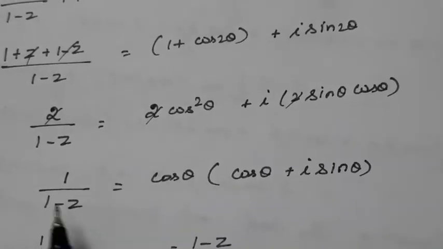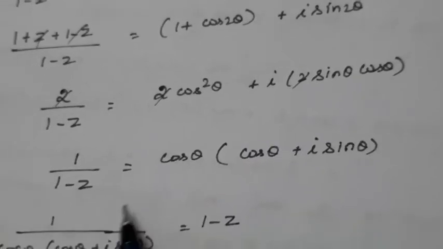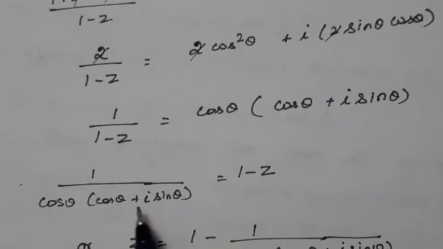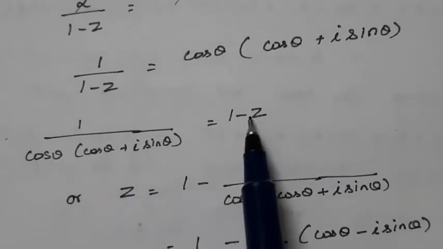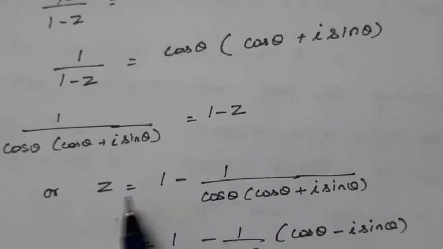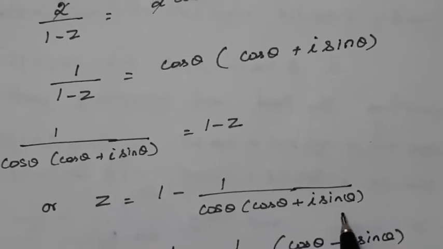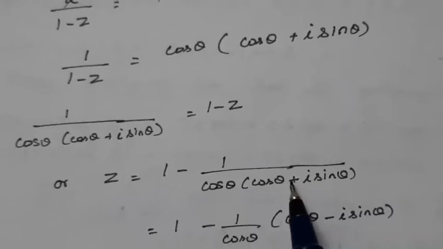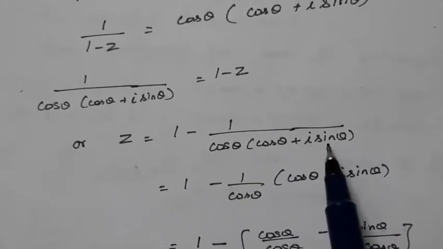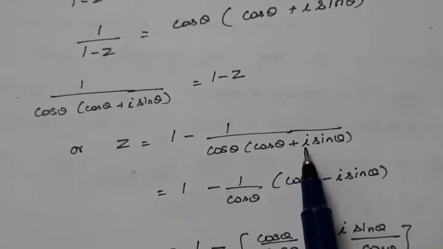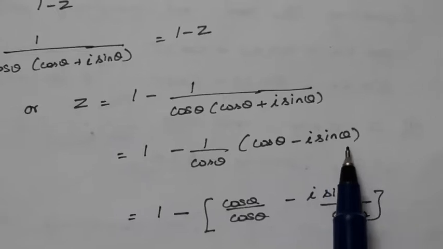Now to get the value of z, let us interchange these two. So taking reciprocal, we have 1 by cos theta into (cos theta plus i sin theta) is equal to 1 minus z. Or z is equal to 1 minus 1 by cos theta into (cos theta plus i sin theta). So what is the reciprocal of 1 by (cos theta plus i sin theta)? It's the conjugate, cos theta minus i sin theta. So 1 by (cos theta plus i sin theta) can be written as cos theta minus i sin theta.